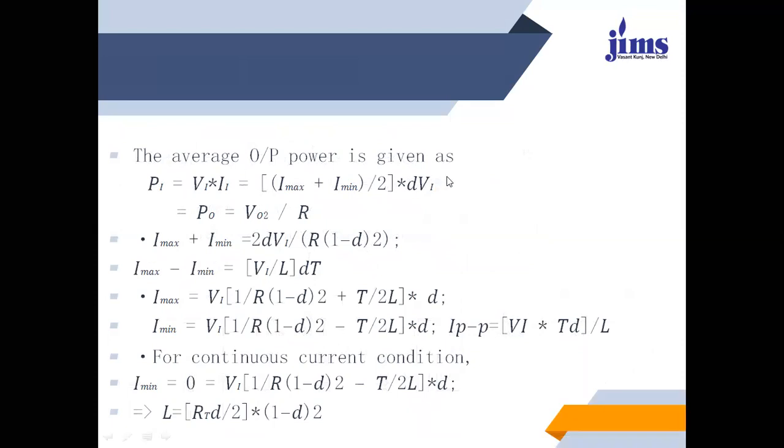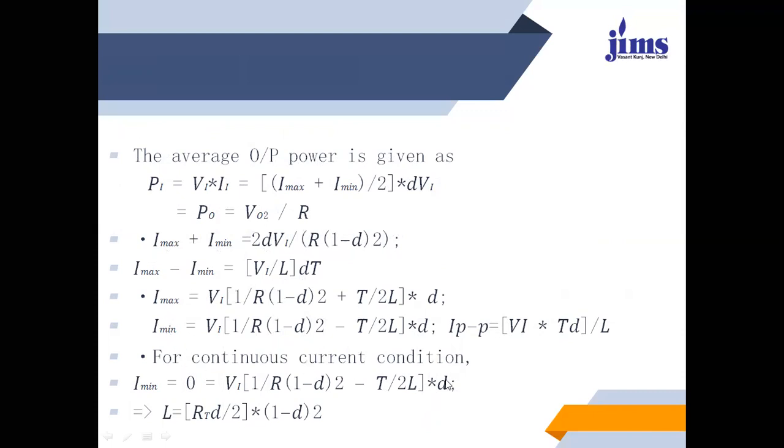The average output power is given as P input. P input will be V input into I max plus I min upon 2 into d Vi. P output equals V output squared upon R. So I max plus I min equals 2 d Vi upon R into (1 minus d) squared. I max minus I min equals Vi d T upon L. I max equals this, I min equals this.